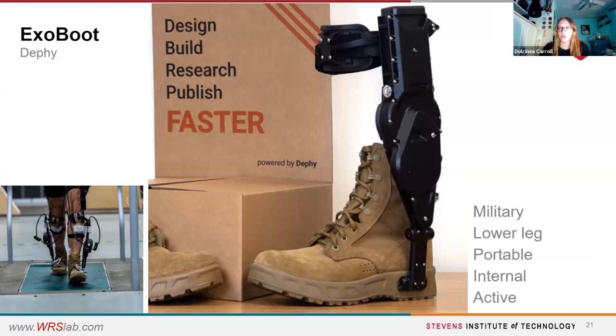More specifically, lower leg. This is a portable device with no fixed location. The anchoring point is on the wearer's body, so it is classified by an internal force. Lastly, this device is active because its function is motor-based.